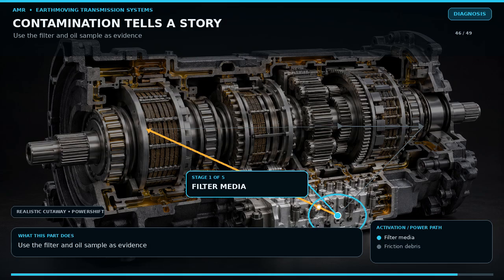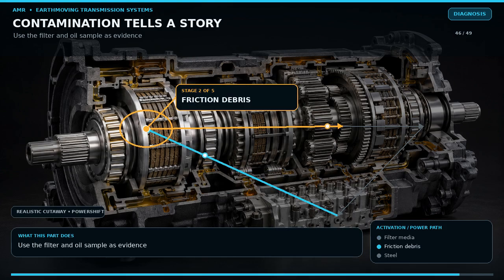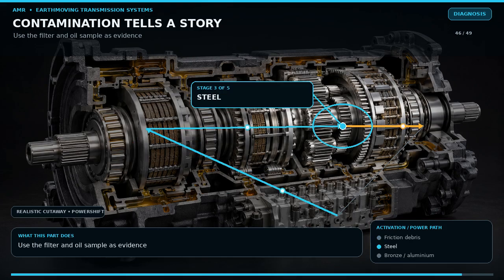Transmission debris can identify the type and stage of failure. Dark friction material may come from clutch plates or brakes. Bright steel particles can indicate gears, bearings, plates, or shafts. Bronze or copper-colored material may come from bushings or thrust washers. Aluminium can come from housings or pistons. A small amount of break-in material can be normal after repair, but quantity, size, and rate of increase matter.